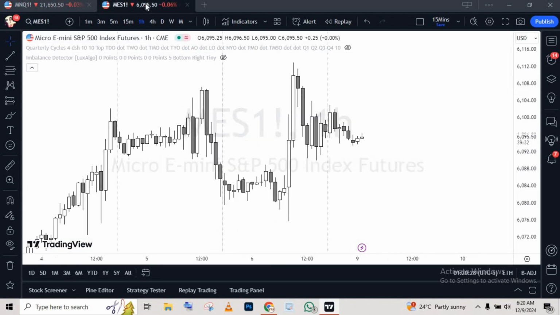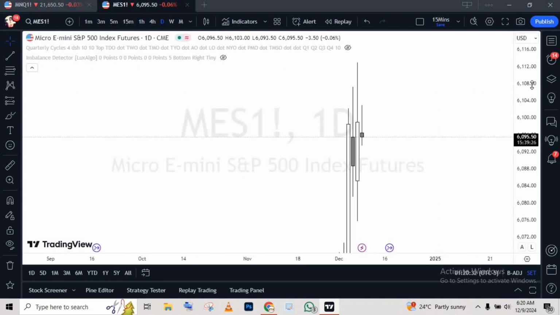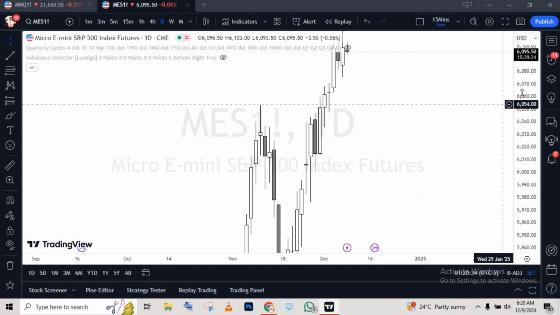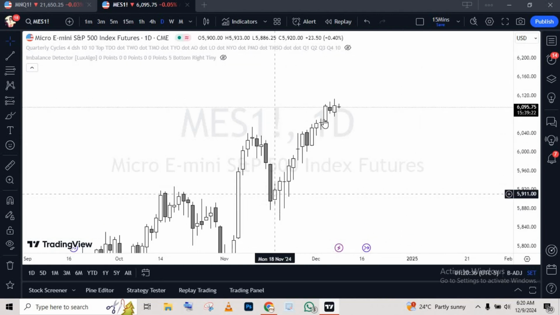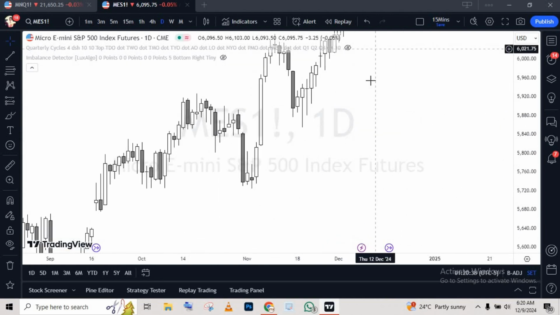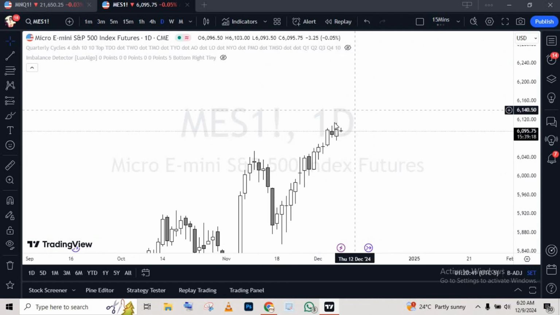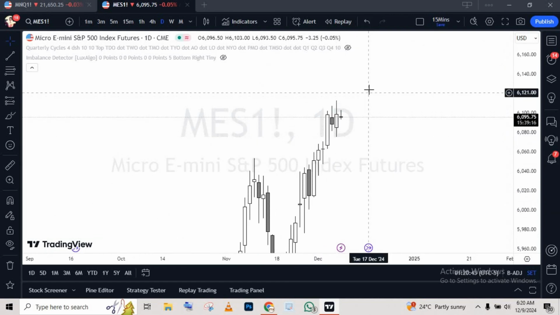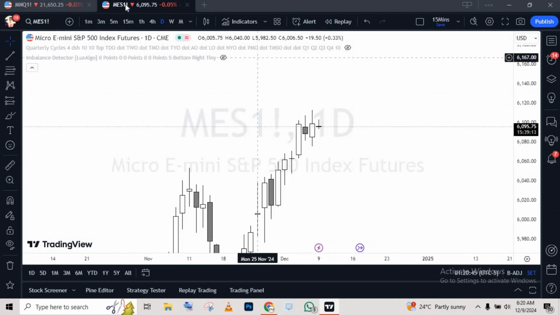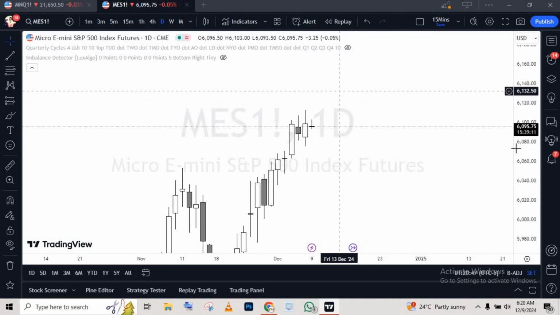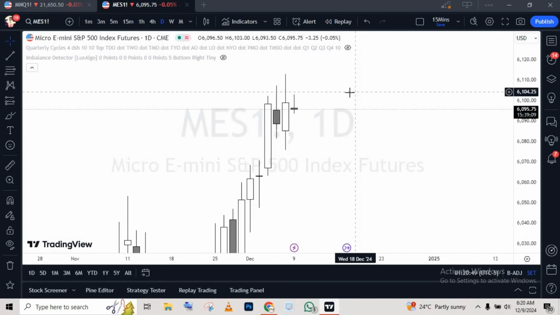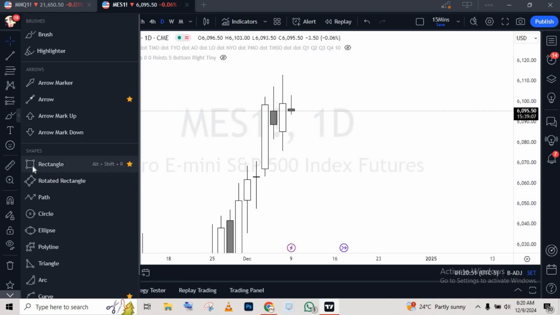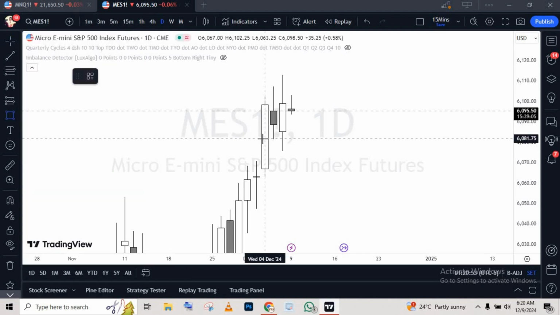So let's start from ES. Let's start from the daily time frame. So here you can see that we are pretty much bullish on the daily. Higher time frame is very bullish. We are hitting all-time highs literally every week. So we are already on the daily time frame, and let's mark out this daily averaging zone.